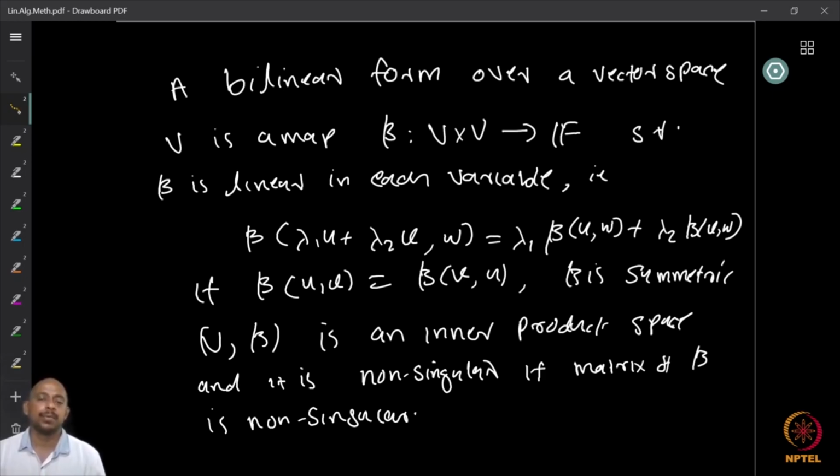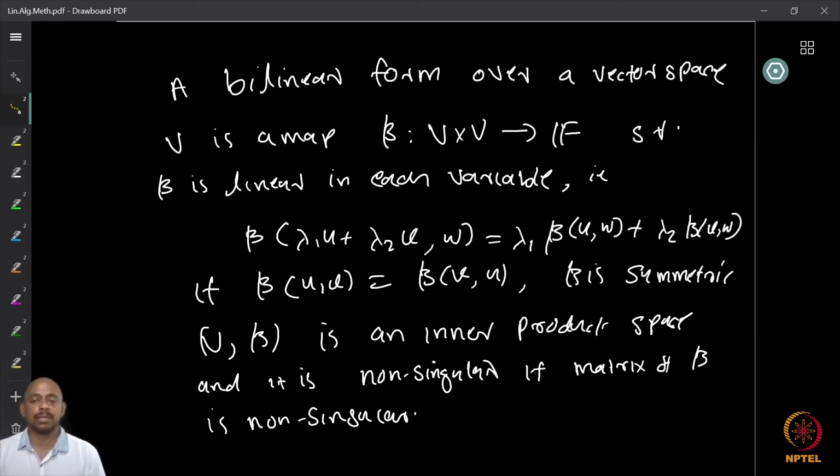Now, if beta of u, v is equal to beta of v, u, then we say beta is a symmetric bilinear form, and a symmetric bilinear form is called an inner product. So there are several inner products. We defined the standard inner product earlier, but now it's a little more general. Equipped with the inner product, we call the vector space an inner product space.